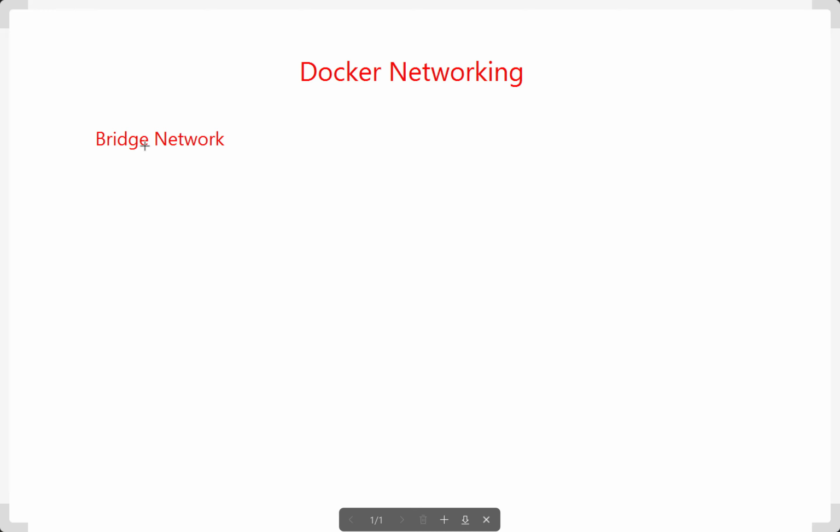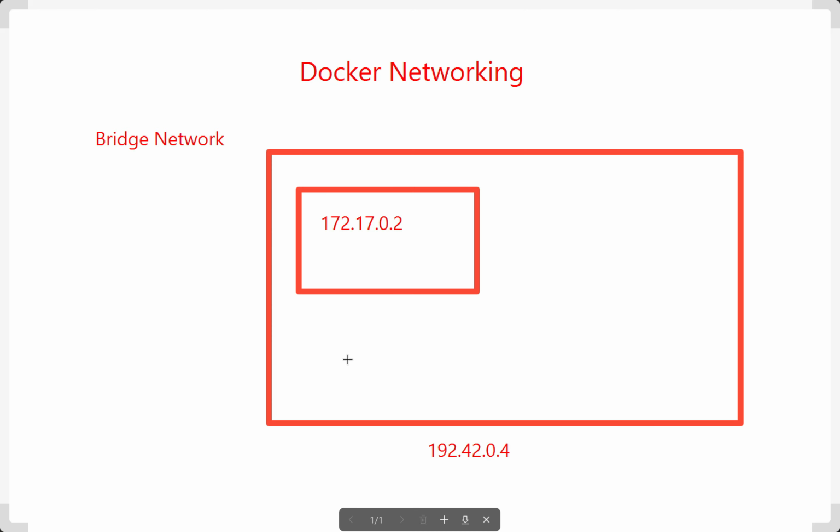There are multiple types of Docker networks. The default network is the bridge network. So whenever you create a container inside a host, by default it will be part of the bridge network. Here your host or VM will have its own IP address and the container will have its own IP address. And generally the CIDR range will be different. And the communication between the container and host will happen via the bridge network.